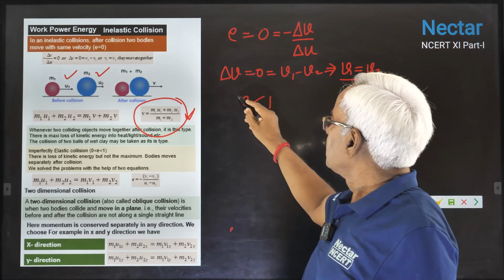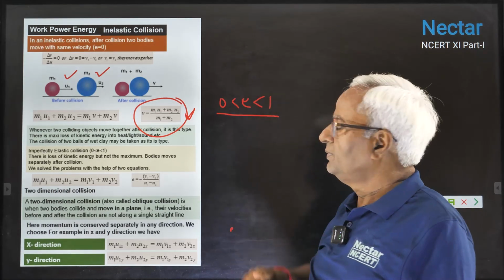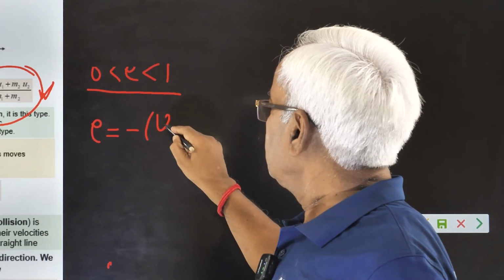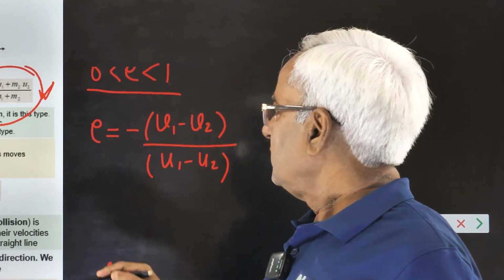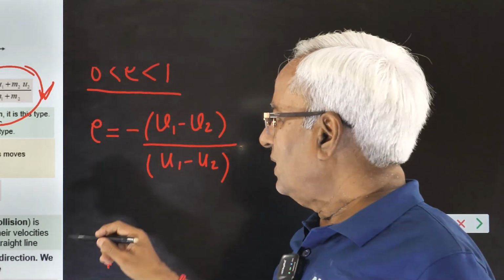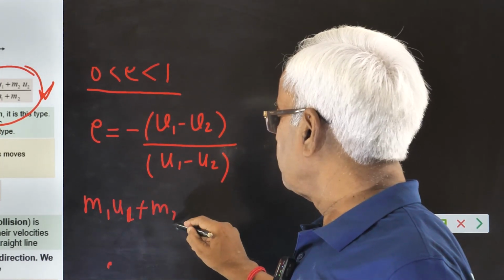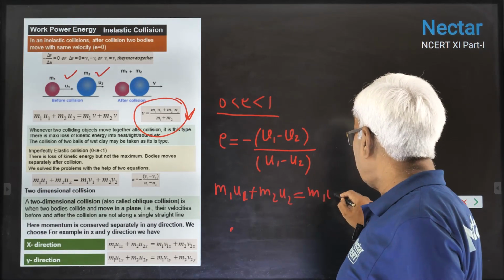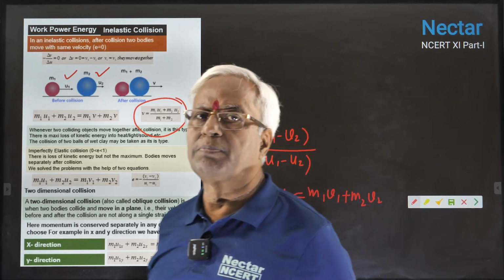For imperfectly elastic collision, e lies between 0 and 1. So we have one equation in terms of velocity. e must be known for this type, that is going to lie between 0 and 1. And the other equation shall be that of momentum. m1u1 plus m2u2 will be equal to m1v1 plus m2v2. You have two equations at your disposal, and with the help of these two equations, you can solve the problem given.